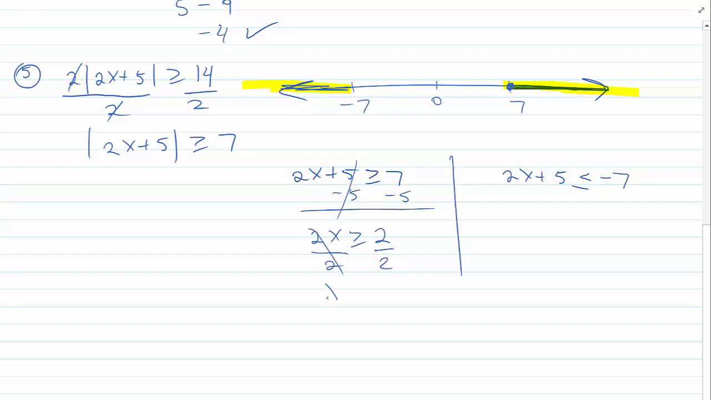So x is greater or equal to 1. And then the other way, let's move the 5 over. Subtract 5. So 2x less or equal to. All right, so now what do I do? Divide by 2. This is also a trap, kind of.